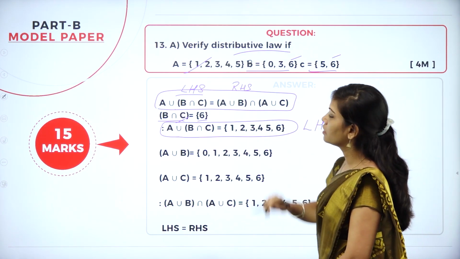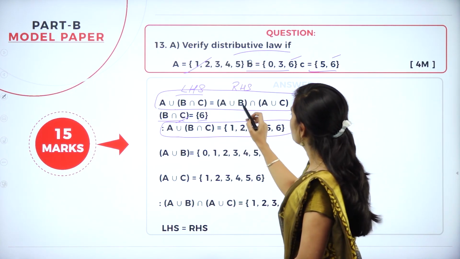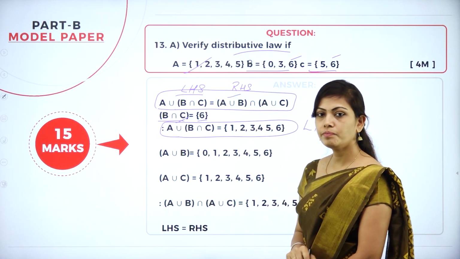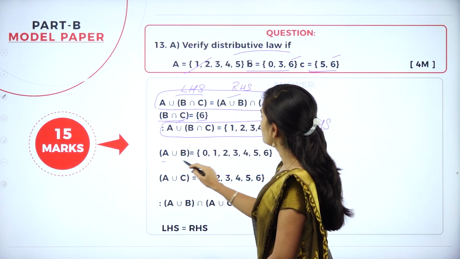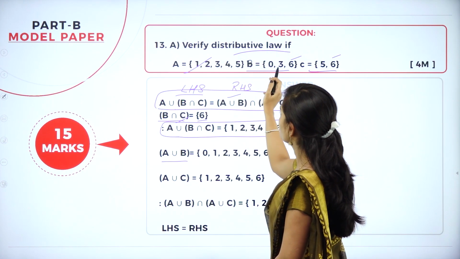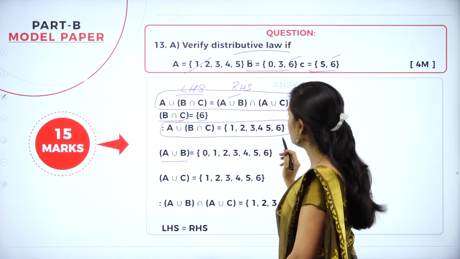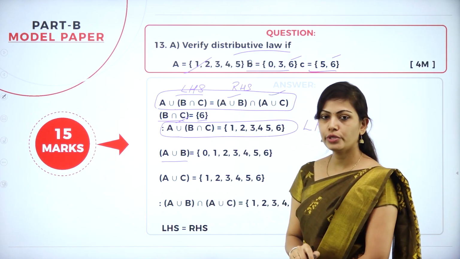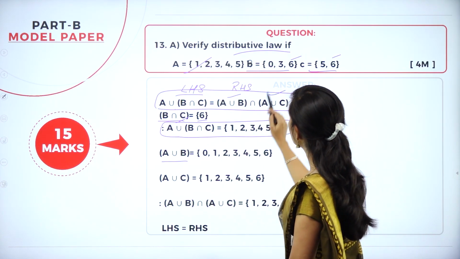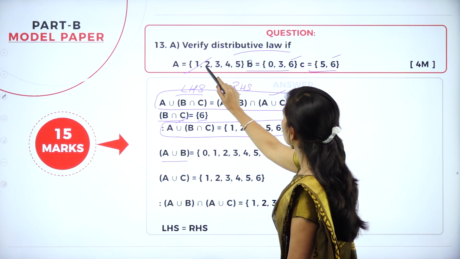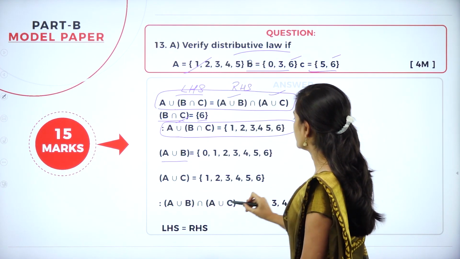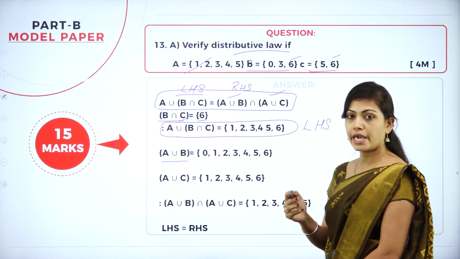Next find out the RHS. First I'll find out A union B. What is A union B here? A union B is merging of elements: 0, 1, 2, 3, 4, 5, 6 is A union B. And find out A union C. So A union C is A and C: 1, 2, 3, 4, 5 and 6. 1, 2, 3, 4, 5 and 6 is A union C.